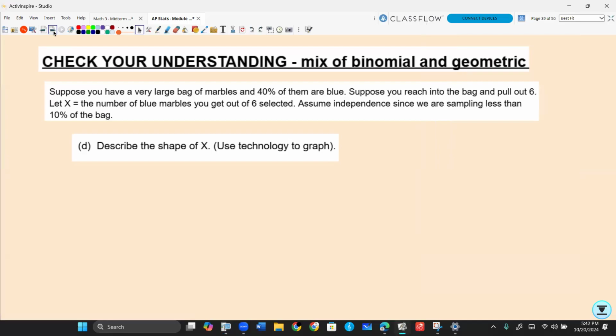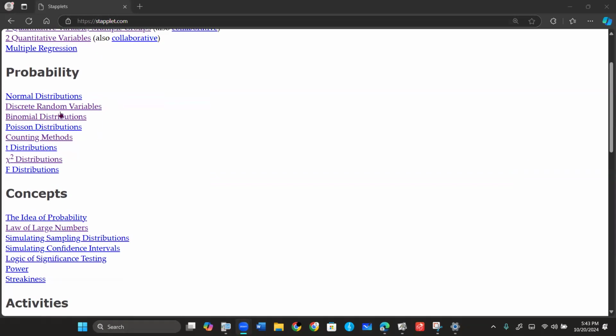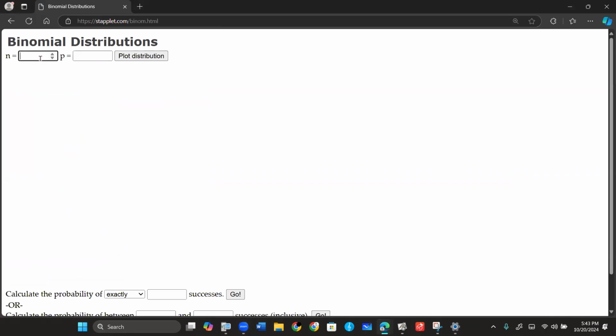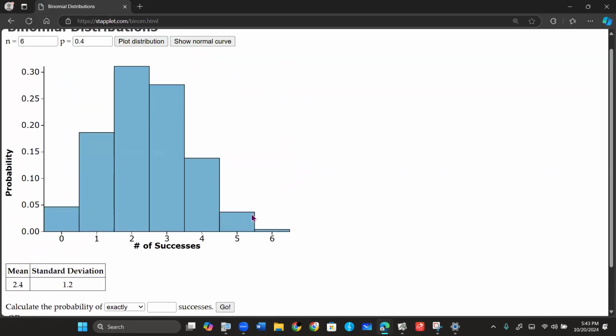Describe the shape of X. Use technology to graph. In this case, it's not really to your benefit to use your calculator to graph this histogram, but I'm going to show you something on Stapplet real quick. If you go to stapplet.com, go to binomial distributions. We can set our number, so 6, and then our probability is 0.4. We can plot that. You can see that histogram gives you a slightly right skewed shape.